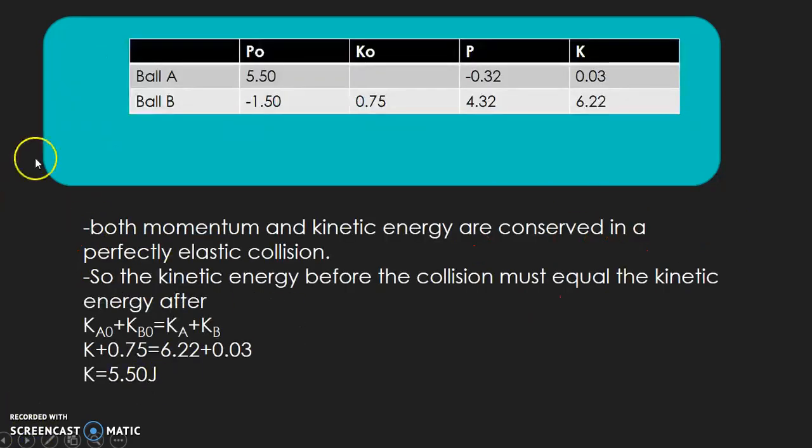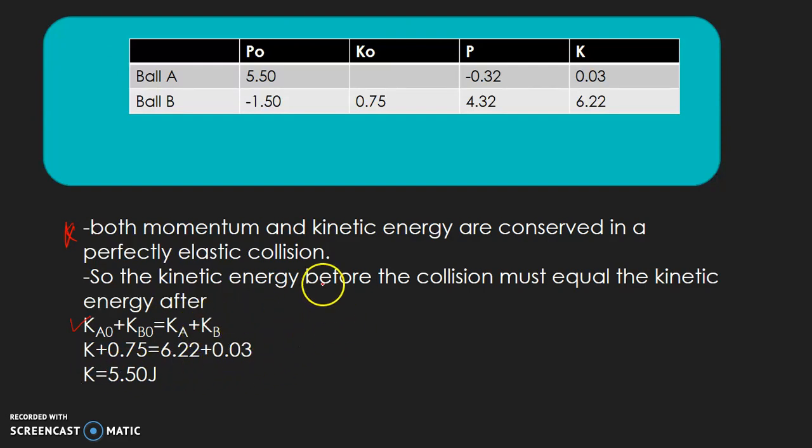All right, and this is the last problem I'm going to cover. It gives you a graph, and it says both momentum and kinetic energy are conserved in a perfectly elastic collision. We talked about this concept earlier. So the kinetic energy before the collision must be equal to the kinetic energy after. So we plug in the kinetic energy of A initially plus the kinetic energy of object B, which should equal the kinetic energy after of the two objects.